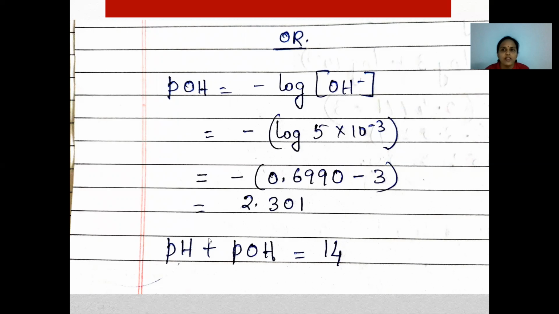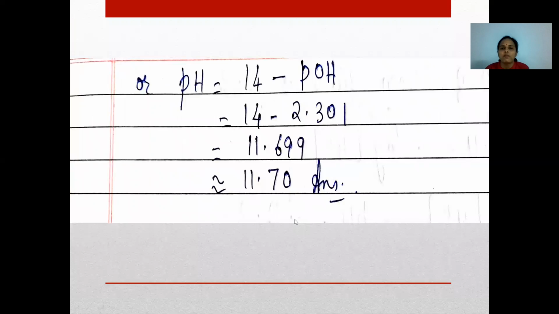I have to calculate the pH of the solution. So you will put in this formula pH plus pOH is equal to 14, or pH is equal to 14 minus pOH. 14 minus 2.301 gives you the value 11.699. Approximately your answer is 11.70. So this is another way which you can solve. Either of the ways you can solve and calculate the pH of the solution. Hope you have understood.